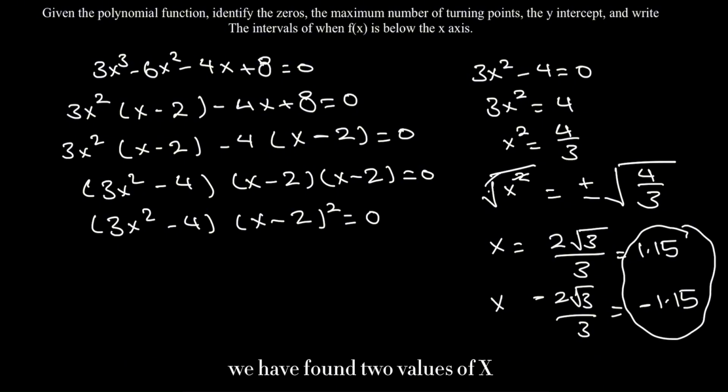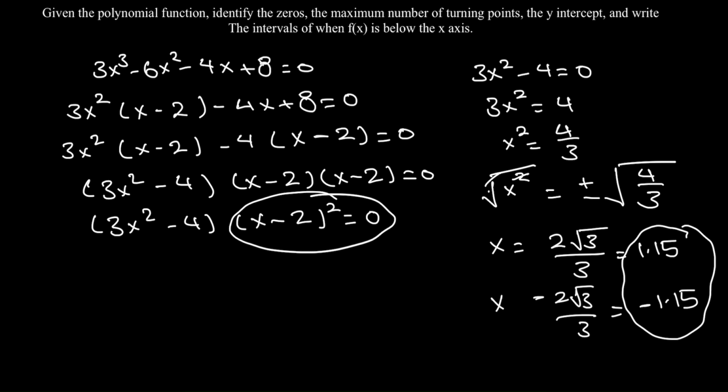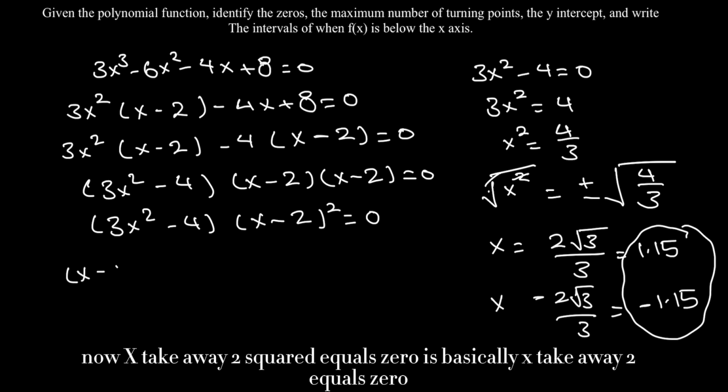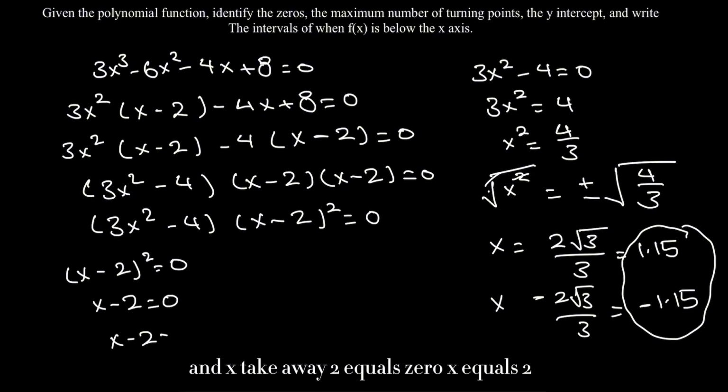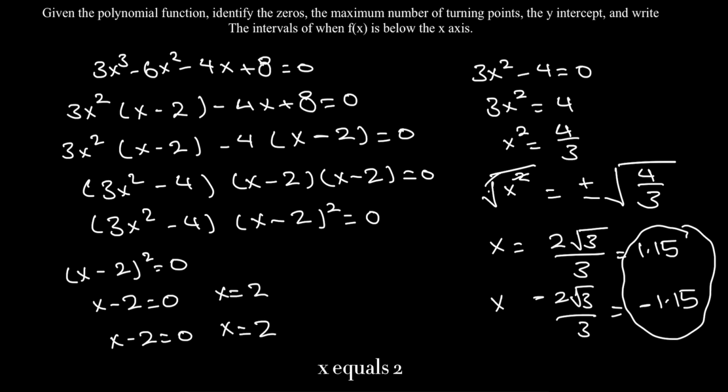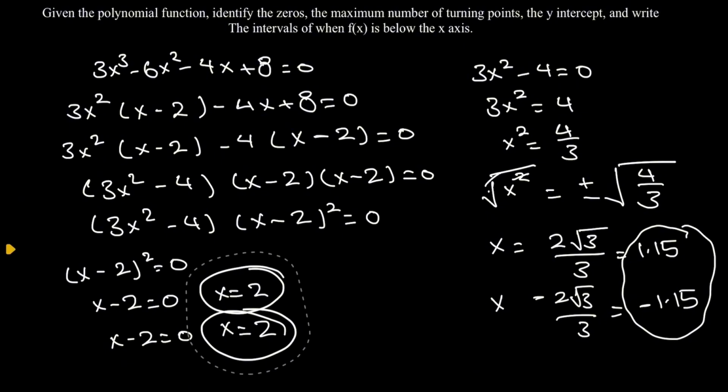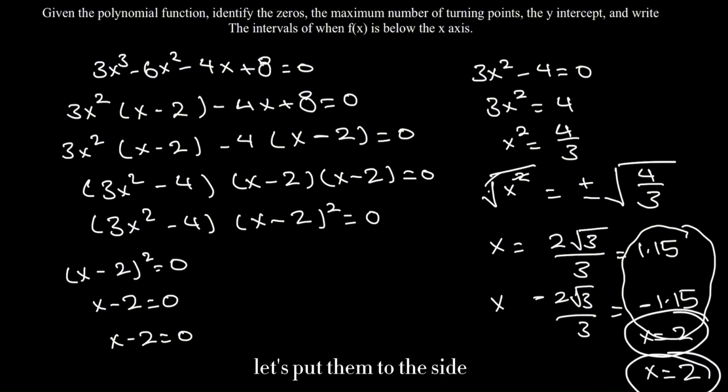We have found two values of x. Let's deal with the last brackets. Now x take away 2 squared equals 0 is basically x take away 2 equals 0 and x take away 2 equals 0. x equals 2, x equals 2. We have found the values of x. Let's put them to the side.